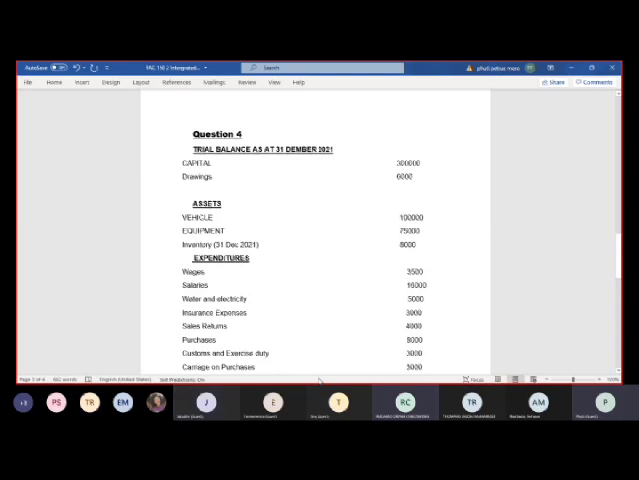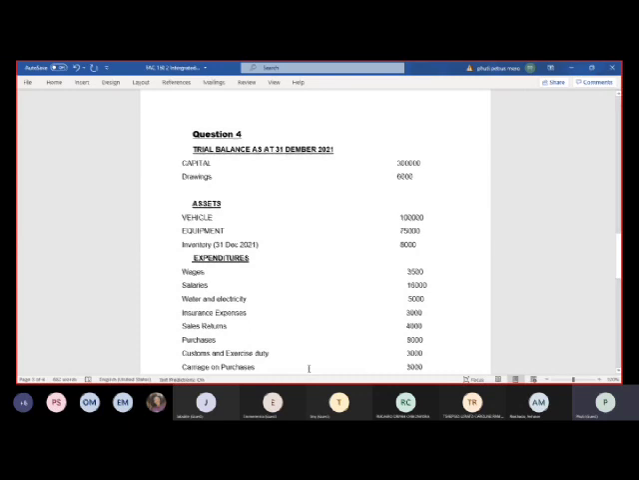Let's do this. In the trial balance, we've got a capital of 300,000 rand, and then we've got drawings of 6,000 rand in here. Pumi, based on the information that is given here, what are you going to do with the capital? Tell me, what are you going to do with the capital and drawings? Under the components of the financial statements, where does it go?